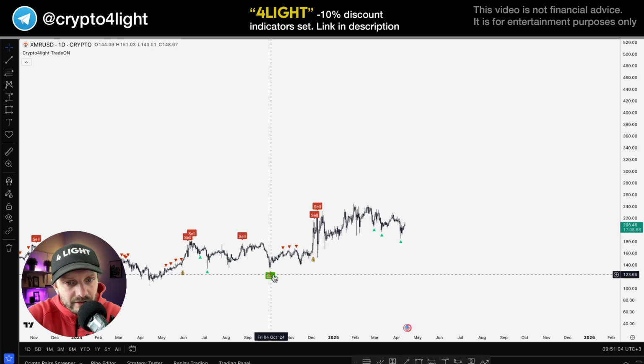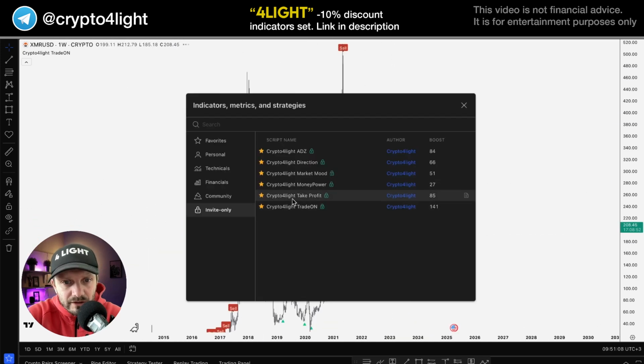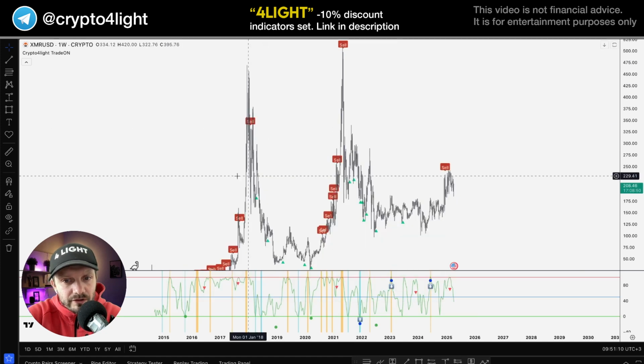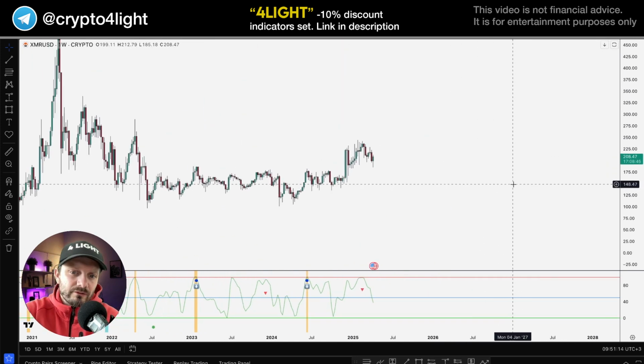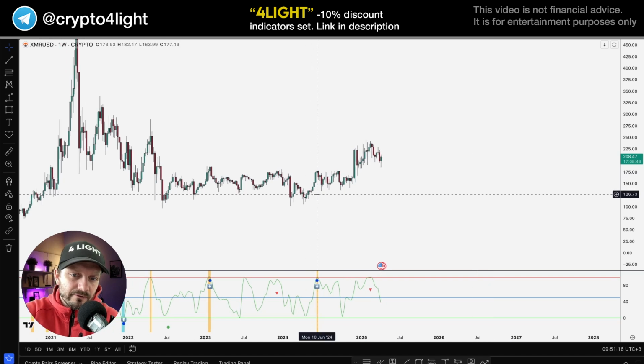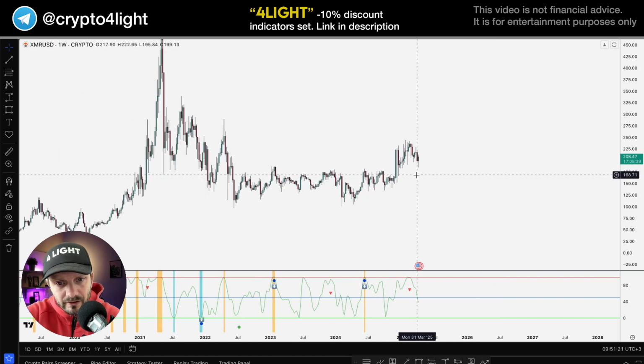Here's another one. Take profit, sell. Here's a recommendation, close position. Most interesting for me are money power and take profit. What I like, what I don't like here. This is a money outflow. June 24, RSI bearish divergence, so it's not a good one.